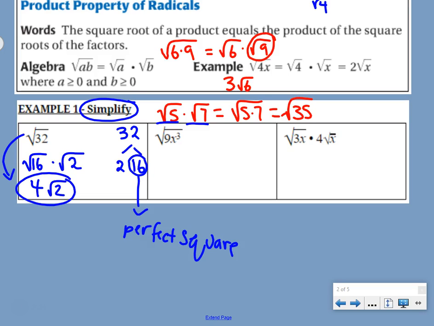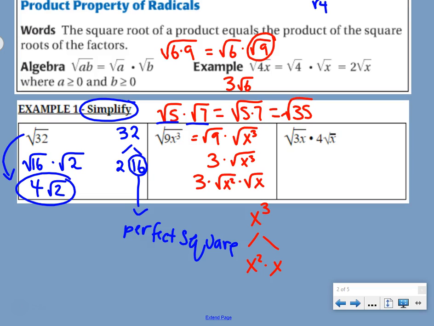Square root of 9 times x to the third power. So let's first just break that down. Square root of 9 times the square root of x to the third. Put the variables in its own square root. Square root of 9 we know is 3, so that's good, times the square root of x to the third power. Now let's break down x to the third power. We want a perfect square, and a perfect square would be x squared, and then this would be times x. So we can actually say that this is 3 times the square root of x squared times the square root of x. Square root of x squared is just x, so we have 3x times the square root of x.